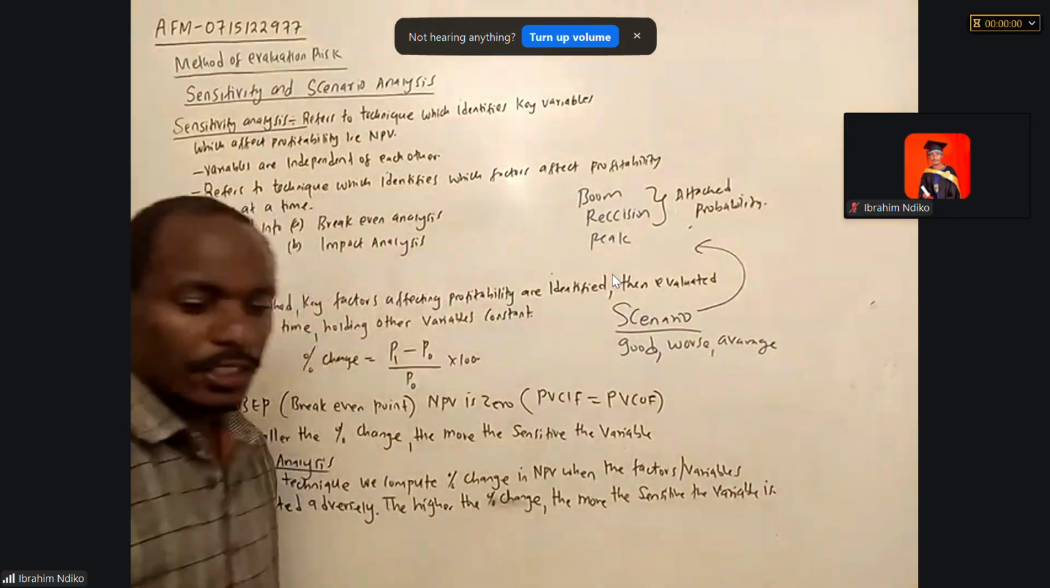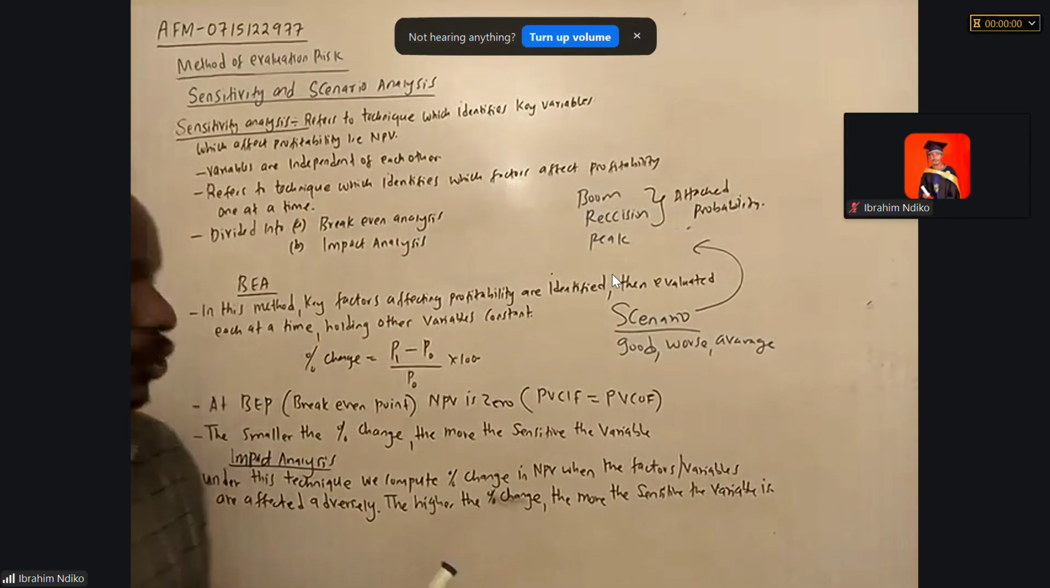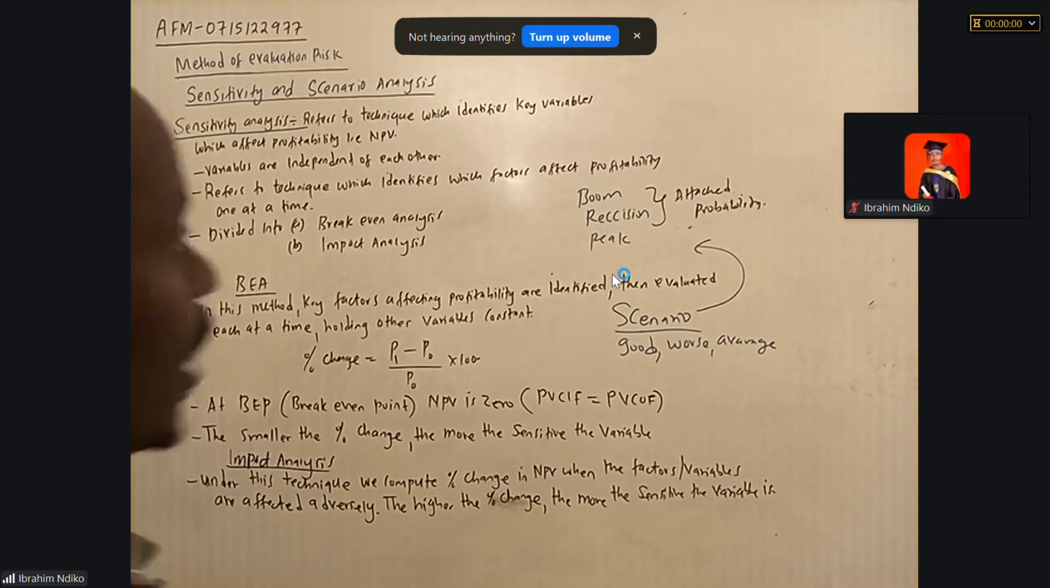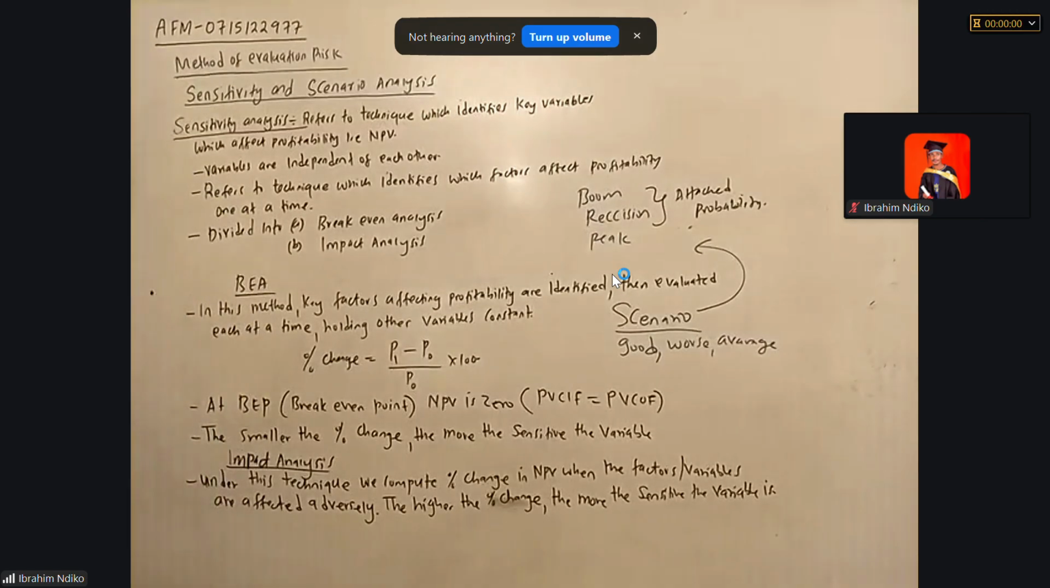So when you talk about scenario analysis, you're talking about a base. The base is what is affecting us now. Then from the base, we can have either worse or good. So that is what it means when we talk about scenarios. We can have different scenarios in an economy. You can have scenario 1, scenario 2, or scenario 3. We can have good, worse, or average, or you can have boom, recession, or peak.